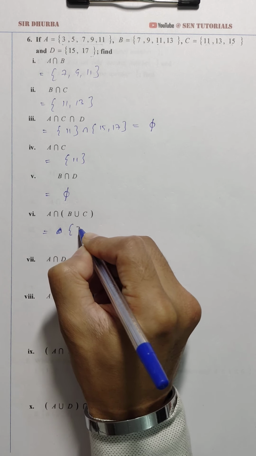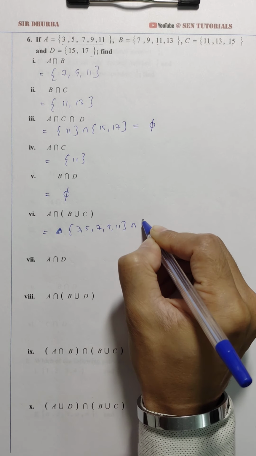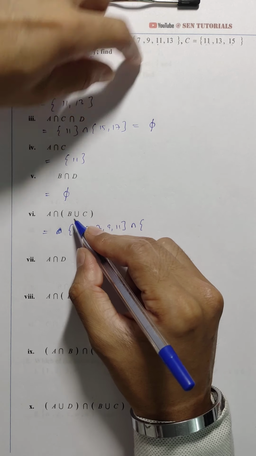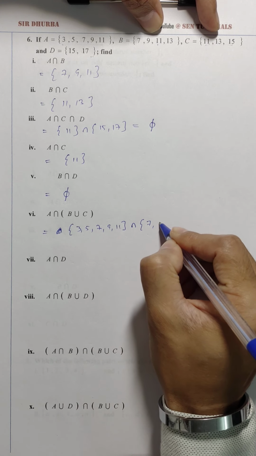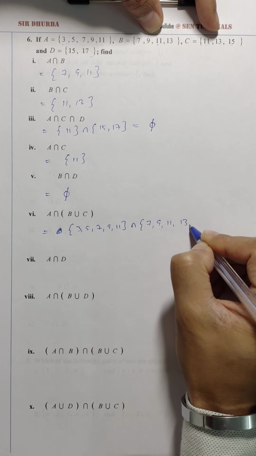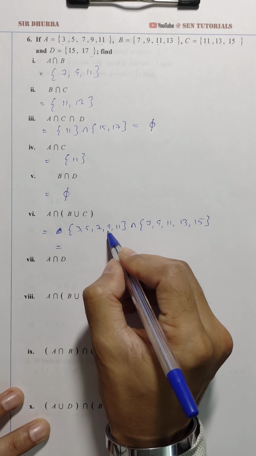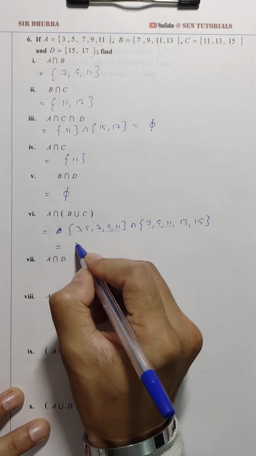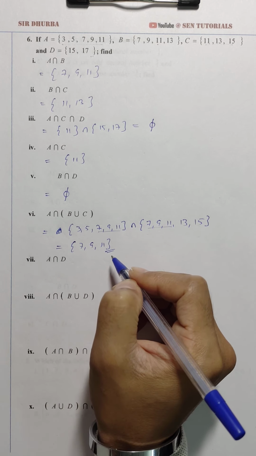A, what is A? 3, 5, 7, 9, 11. Intersection B union C. Careful. B union C. So we'll have 7, 9, 11, 13, 15. So its common elements, we have 7, 9, 11. So we have 7, 9, 11.